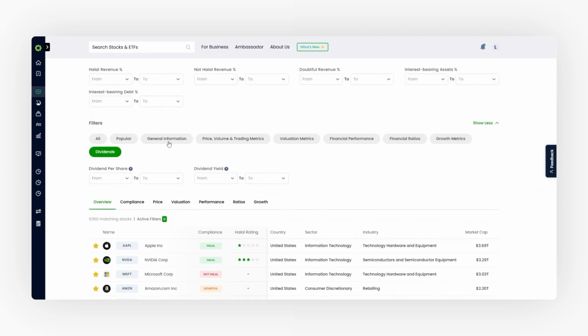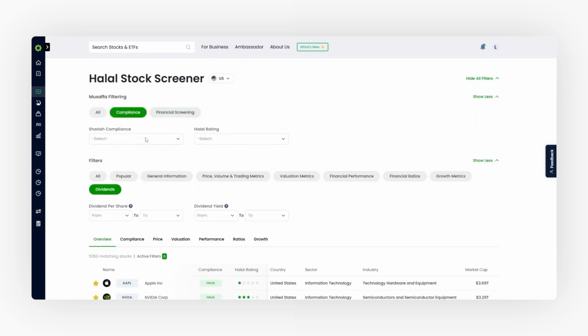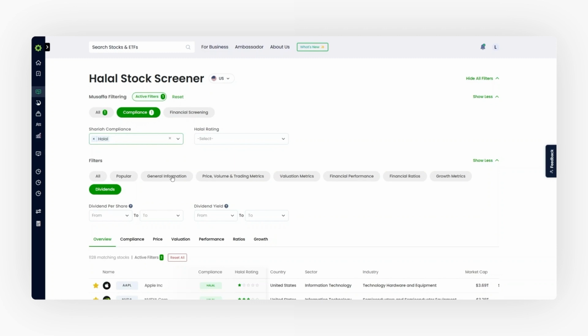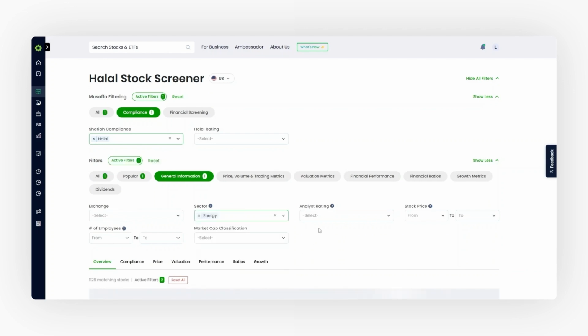Now, let's see this in action with a practical example. Suppose I want to invest in halal stocks in the energy sector that pay attractive dividends. First, I select the halal option from the compliance status filter to ensure all of my results are Sharia-compliant. Next, I choose the energy sector under the sector filter. To ensure I'm picking strong stocks, I set the analyst rating filter to buy.